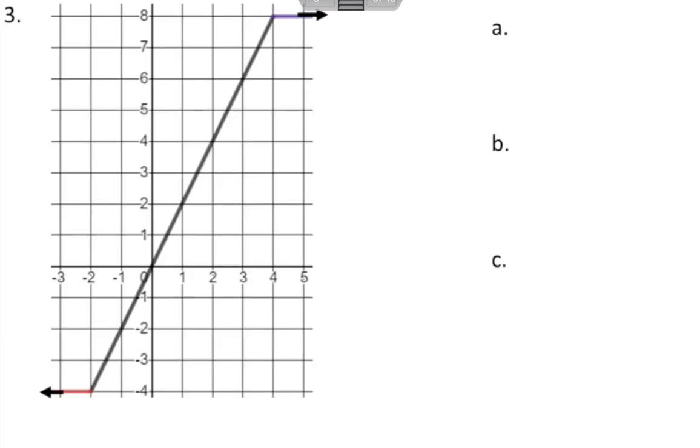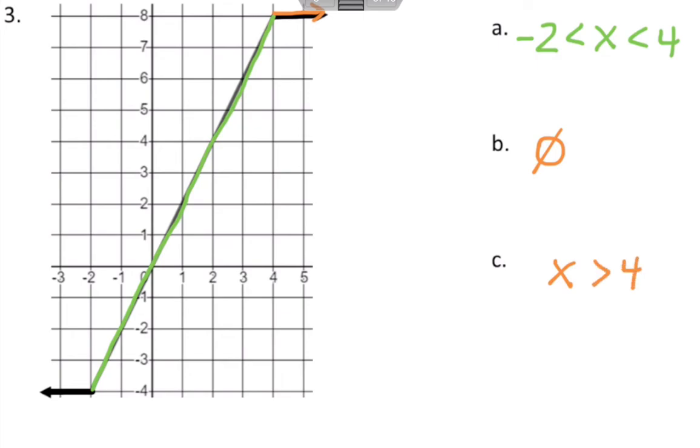Number 3, part A, on what intervals of x is f of x increasing? Going uphill from left to right, so notice it's that middle portion of the graph, begins at -2 and ends at 4, so it's between -2 and 4. List them from least to greatest using less thans. Part B, f of x decreasing. That doesn't happen, so empty set. And then part C, f of x constant is to the right of 4 and also to the left of -2. Use the word or when you join 2 inequalities together on these.